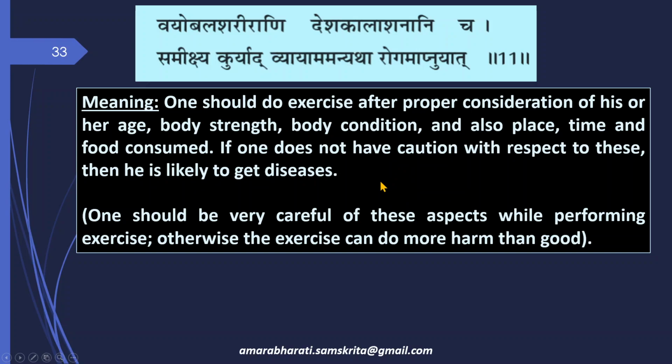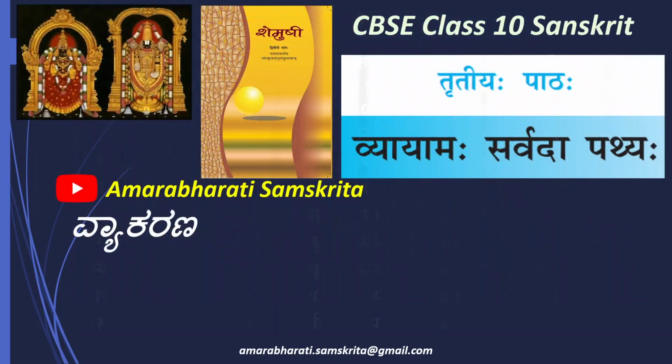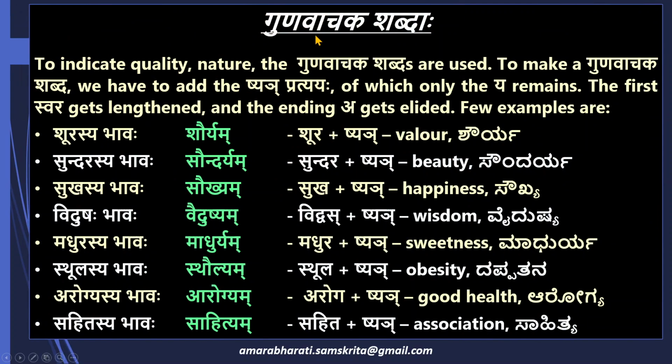This brings me to the end of all the 11 verses in this particular chapter. There is a small grammar portion in this chapter which we see next. Gunavachaka shabdaha, to indicate quality, nature, the gunavachaka shabdas are used. To make a gunavachaka shabda, we have to add the shnai pratyaya, of which only the ya remains. The first swara gets lengthened and the ending a gets elided.